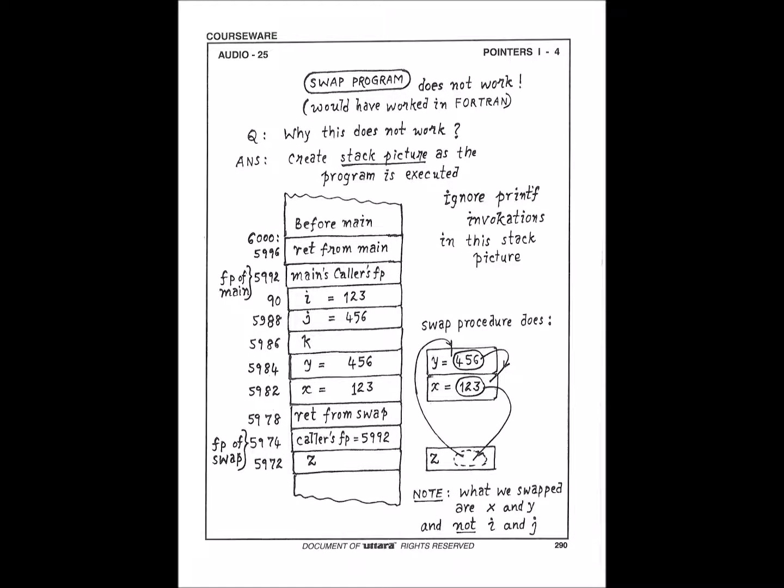This program does not work in C language. You just translate that line by line to Fortran, for example, and this program works. No problem. Actually, in Fortran, it would have printed i equals 456 and j equals 126. In C, it does not. Okay.